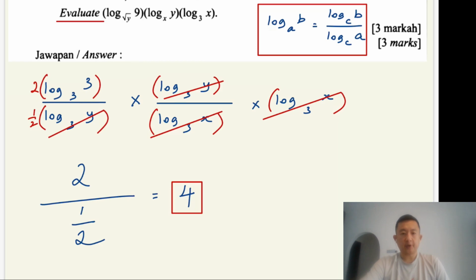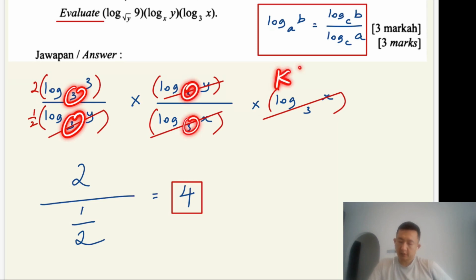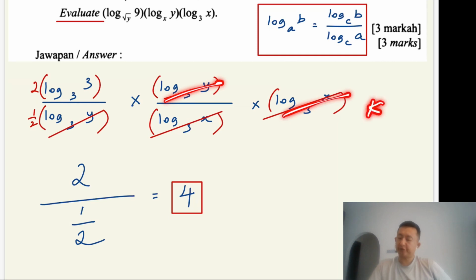So I think that's about it for question 1b. How many marks for this? 3 marks. You get a mark by changing them to the same base, K1. You get another mark by cutting it off, K1. And the last one, the answer, N1. So 3 marks for this. Thank you.